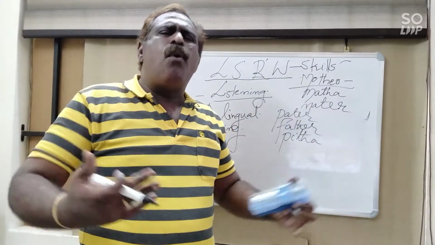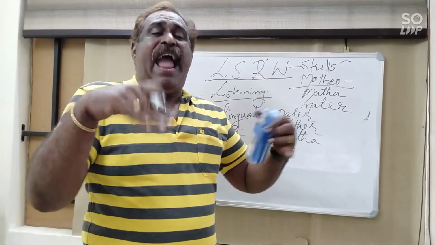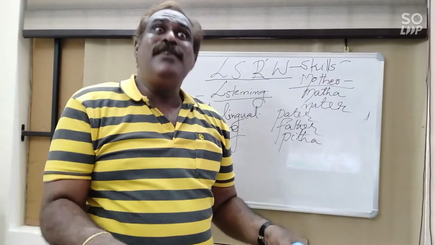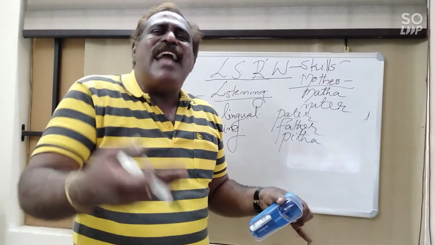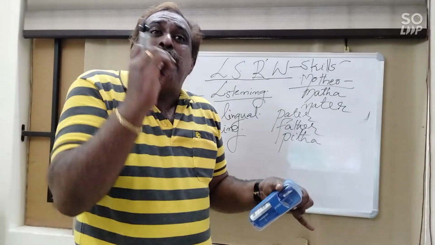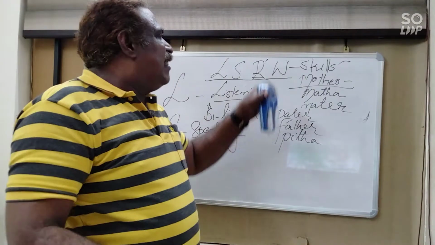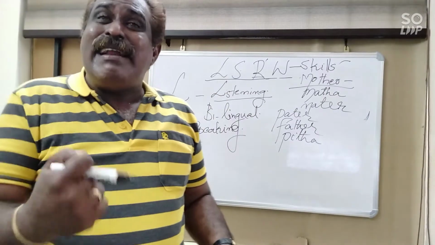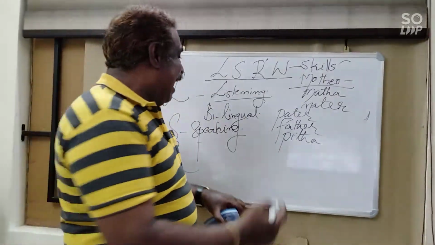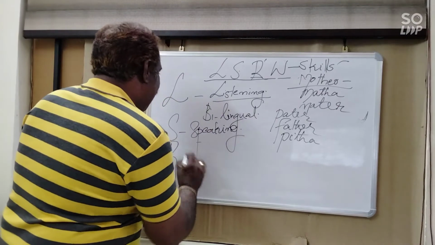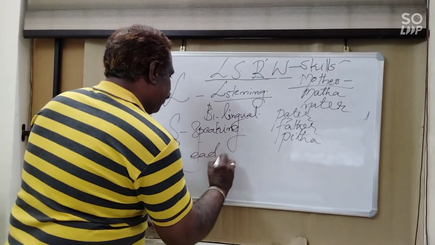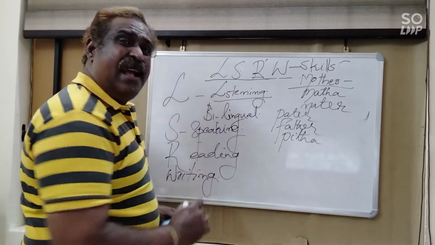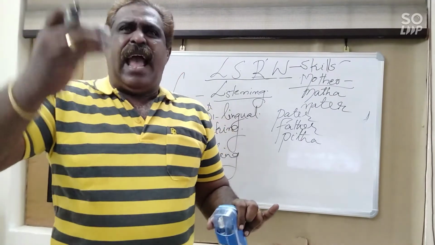Try to pick up so many English magazines, weeklies, fortnightlies, and dailies also, newspapers, and try to learn how to read English properly. That is the skill. Then finally, the last skill for learning language systematically is writing. That is the last and a little bit tough.